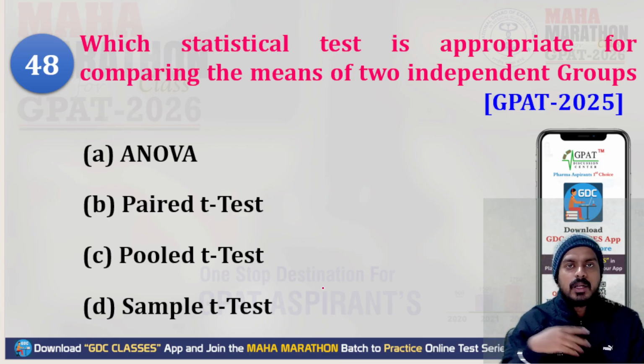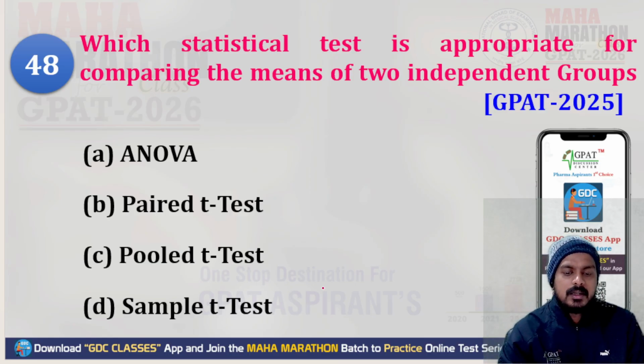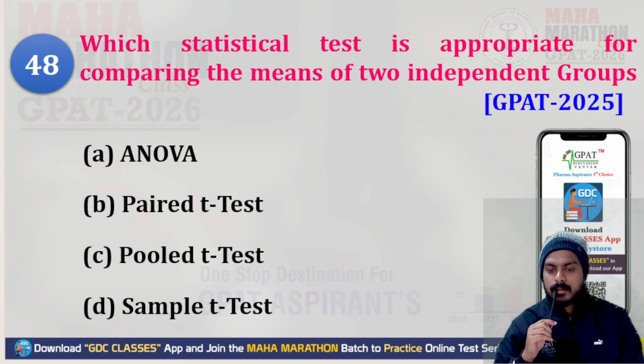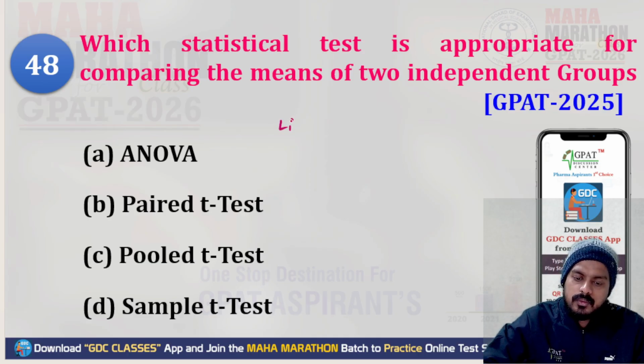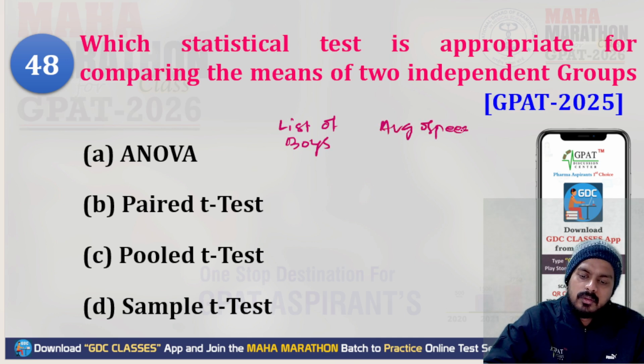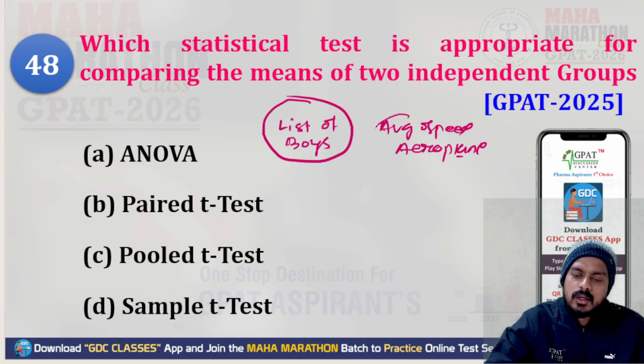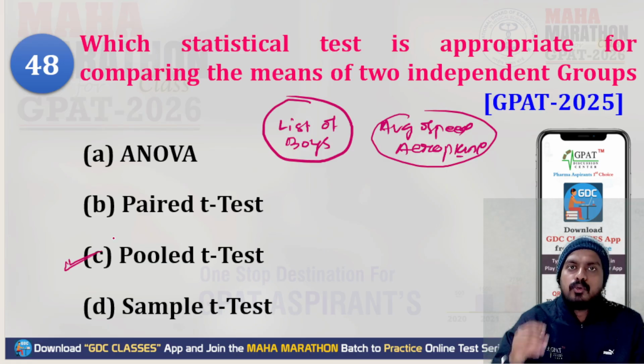Okay. Next, which statistical test is appropriate for comparing the means of two independent groups? Here are the options: ANOVA test, paired t-test, pooled t-test, or one-sample t-test. Independent groups. Let's suppose I give an example: a list of boys and the average speed of an aeroplane. These two are independent values because there is no link. So if you want to compare them with a statistical test, you have to do the pooled t-test. You have to pool the data.